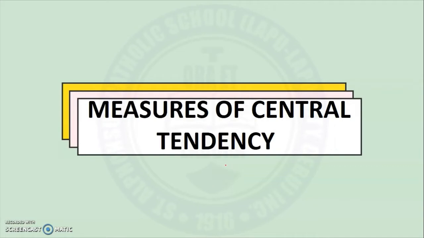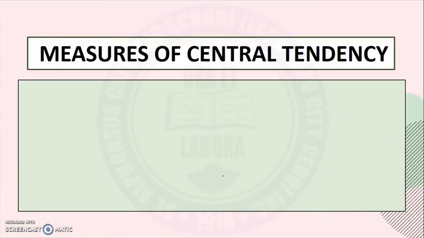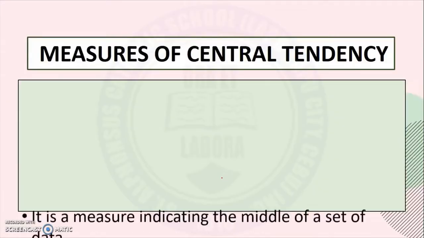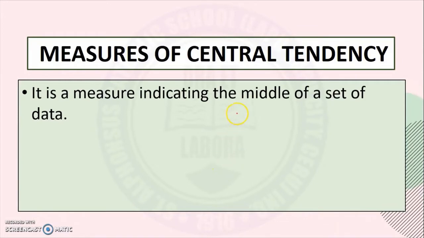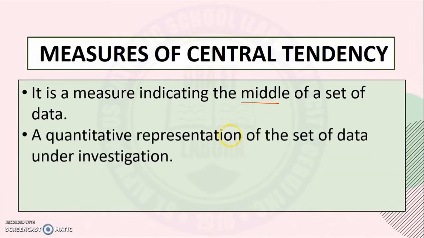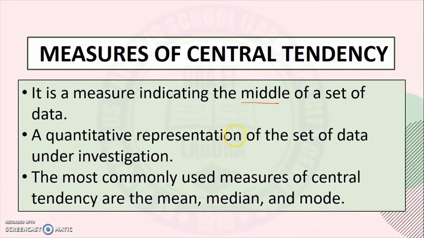Hello math learners! In this video, we are going to learn about the measures of central tendency. So let's begin. When we say measures of central tendency, it is a measure indicating the middle of a set of data. It is also a quantitative representation of the set of data under investigation. And the most commonly used measures of central tendency are the mean, median, and mode.